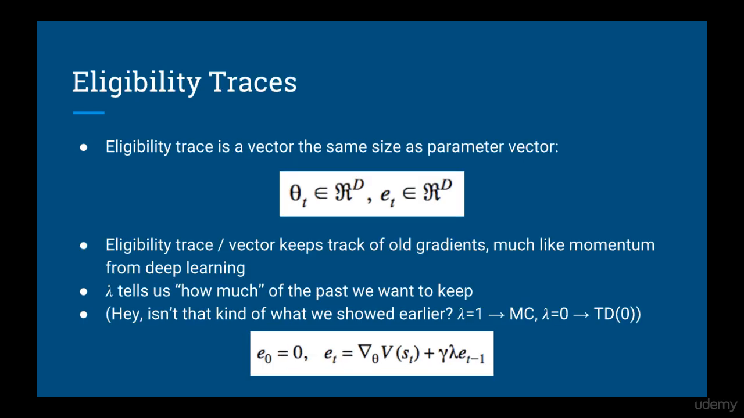To implement TD lambda, we need to introduce the idea of the eligibility trace. The eligibility trace is a vector the same size as our parameter vector theta. Essentially, it keeps track of our old gradients much like momentum in deep learning. We define the first eligibility trace as 0, and then every subsequent eligibility vector will be the current gradient plus a fraction of the old eligibility vector. This fraction is just gamma times lambda. Basically, lambda just tells us how much of the past we want to take into account.